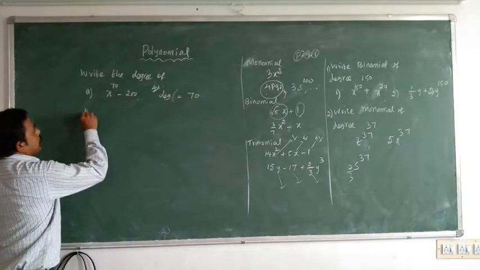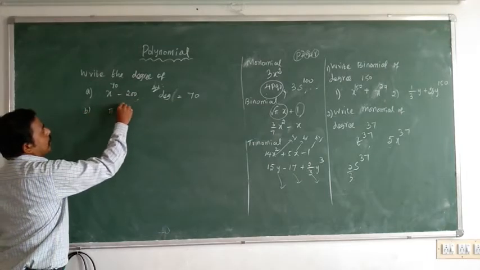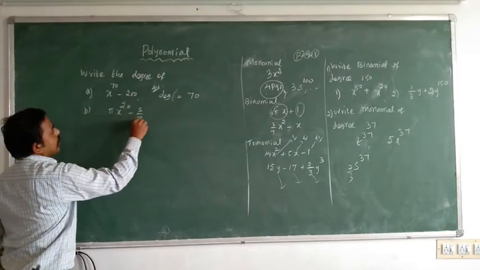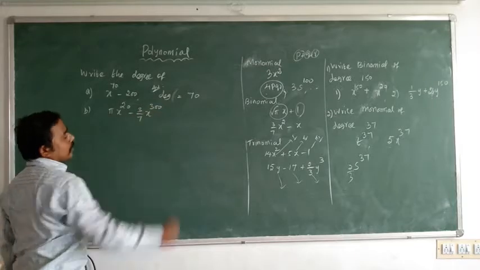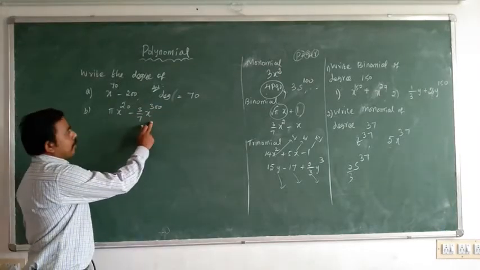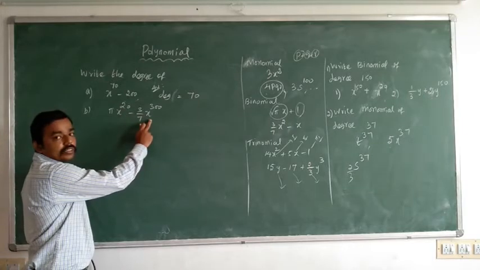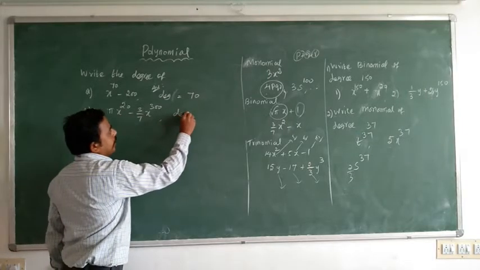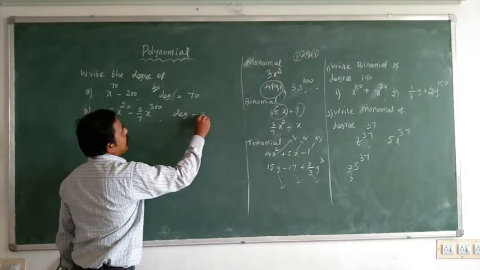Okay. Suppose b, pi x power 20 minus 3 by 7 x power 300. So now we need to check the power terms, x power 20, x power 300. So now the degree of this expression is 300.